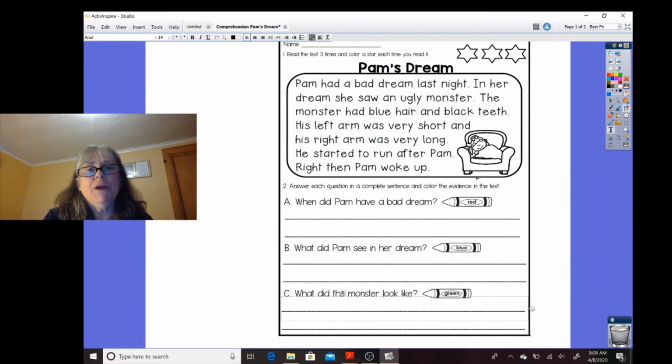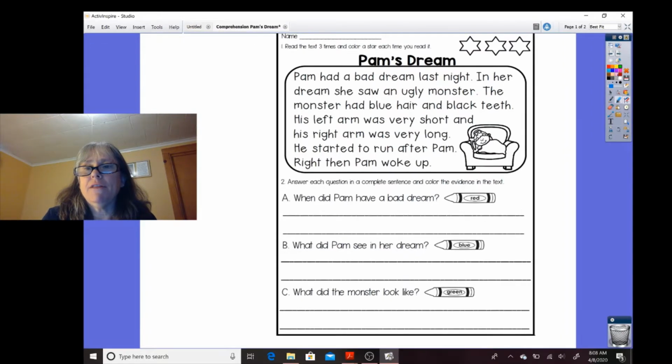So, comprehension means understanding what you read. So, we're going to work on strategies to help us understand what we read. We're going to read Pam's Dream. It says to read it 3 times and color a star every time you read it. So, I'm going to get my highlighter ready for that. I think I'll use purple. And let's read.